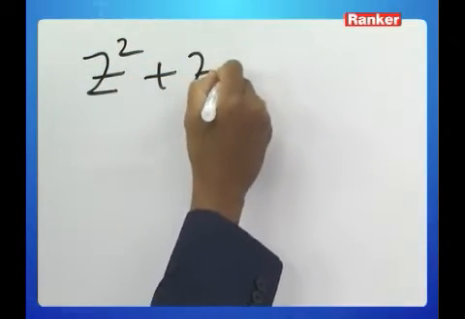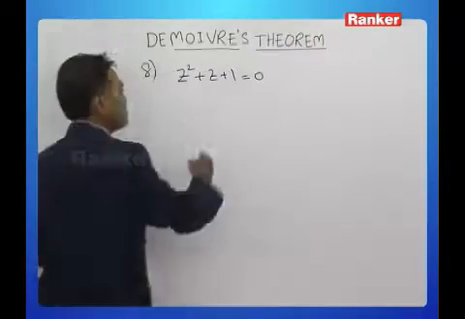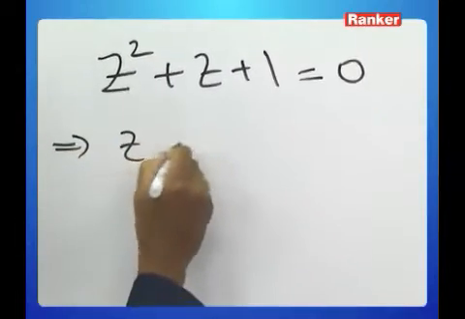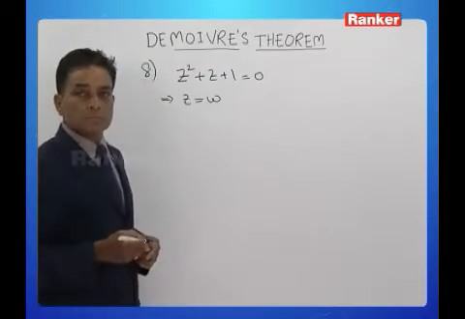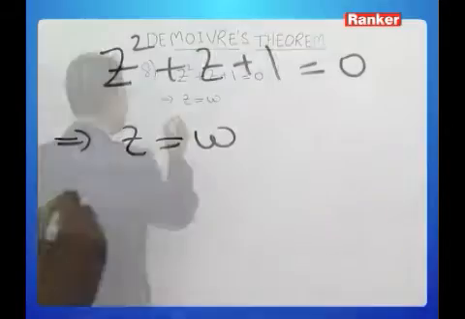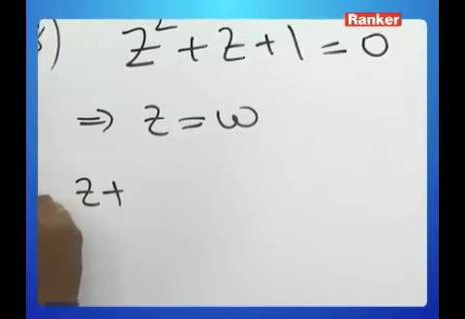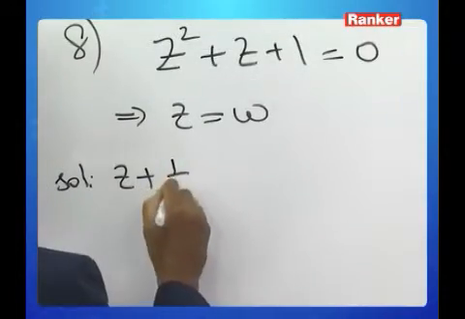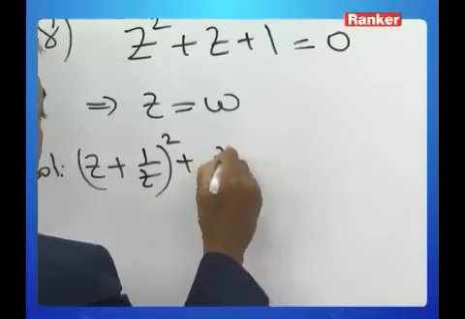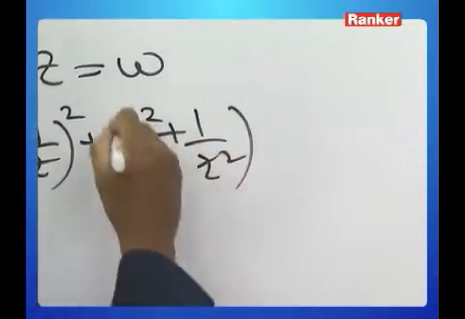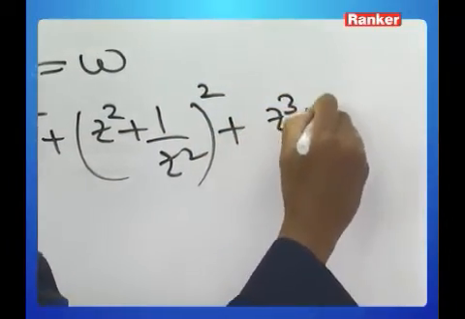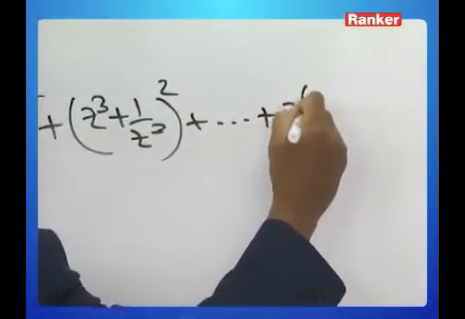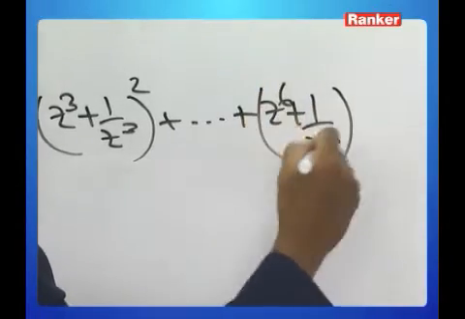z square plus z plus 1 is equal to 0. It is very clear, omega square plus omega plus 1. So z is equal to omega, right? z square is omega square. Now according to this, what is the answer? (z plus 1 by z) whole square, (z square plus 1 by z square) whole square, (z cube plus 1 by z cube) whole square, up to (z power 6 plus 1 by z power 6) whole square, right?